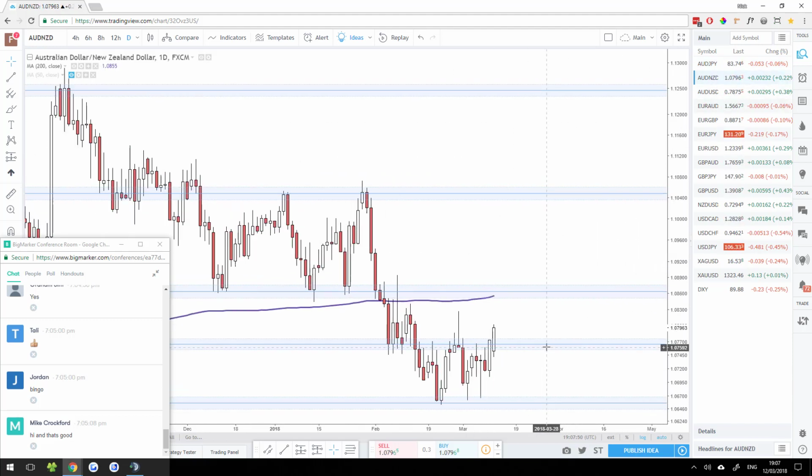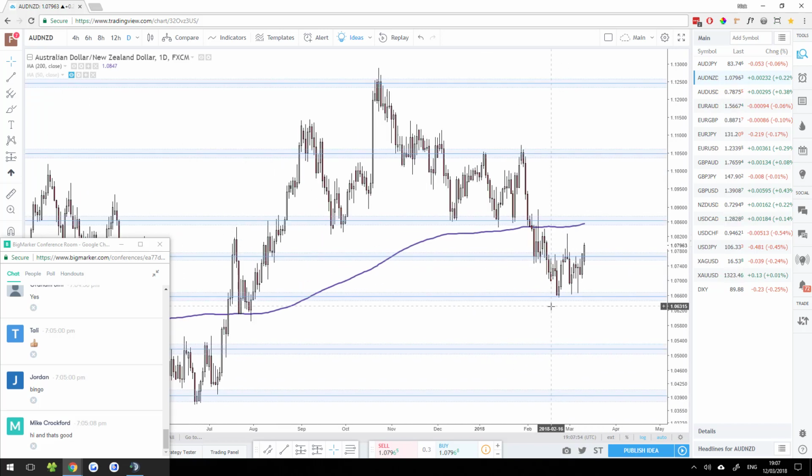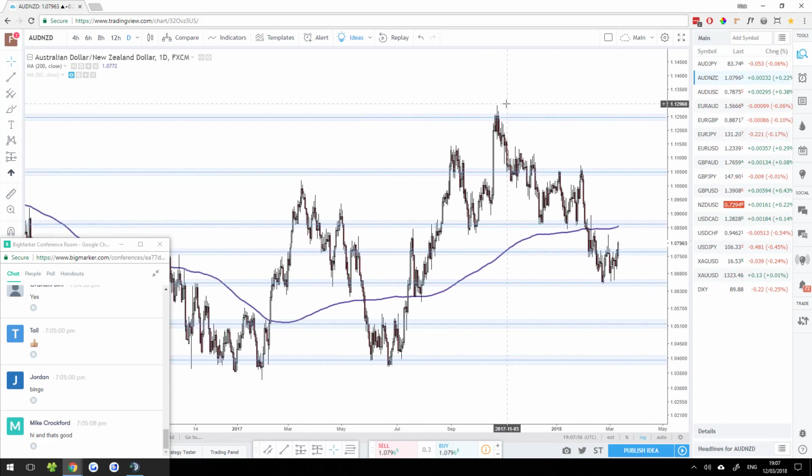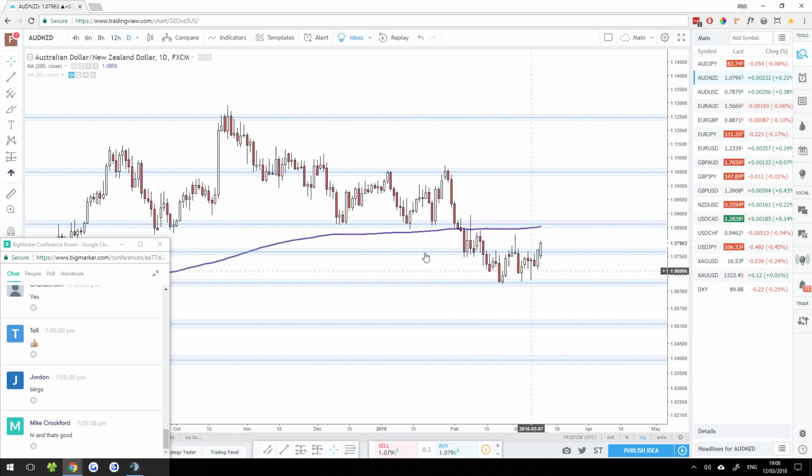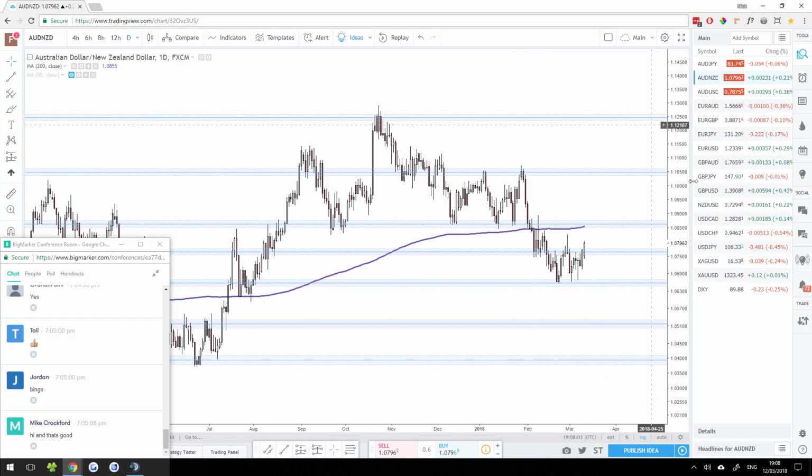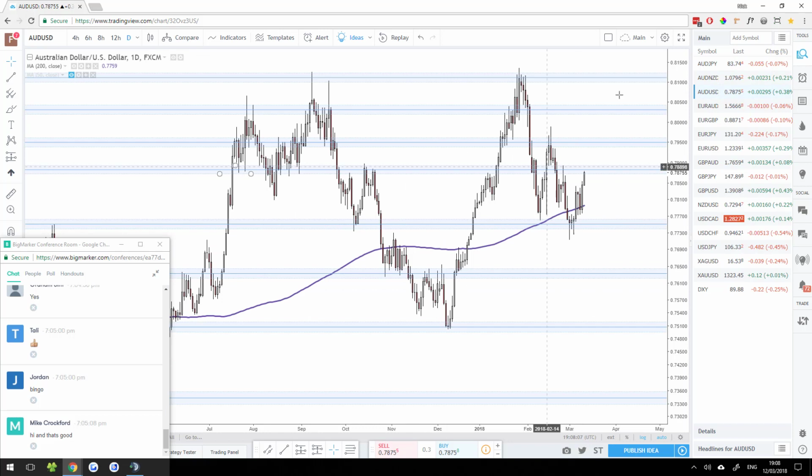AUD New Zealand. AUD New Zealand has broken up above resistance. It seems like it's still overall in a downtrend. So we could potentially look for a continuation, but I'm not really a big fan of this pair, to be honest. There's nothing much going on there overall.